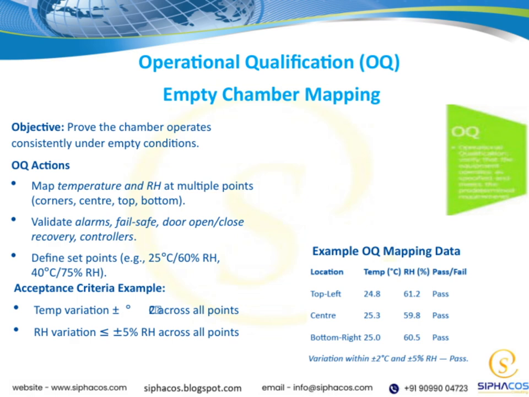Finally, we define specific set points, like 25 degrees C with 60% RH, or 40 degrees C with 75% RH, to verify that the chamber can reach and maintain these conditions reliably. All of these steps are essential to confirm that the chamber operates as intended, providing a stable environment for sensitive processes or products.